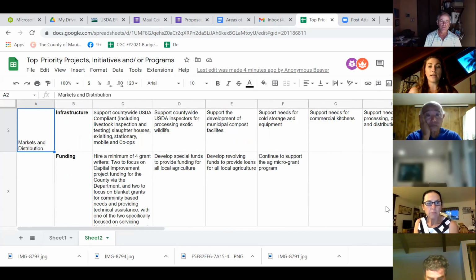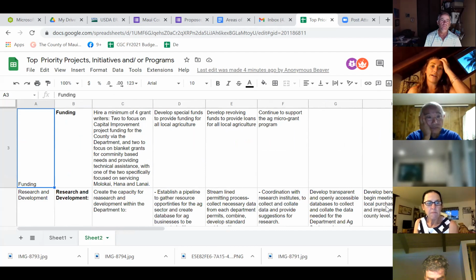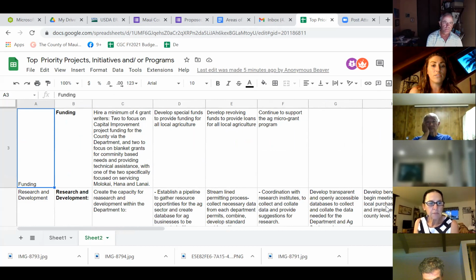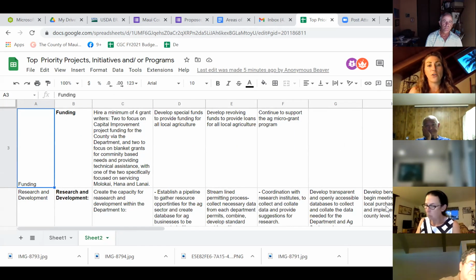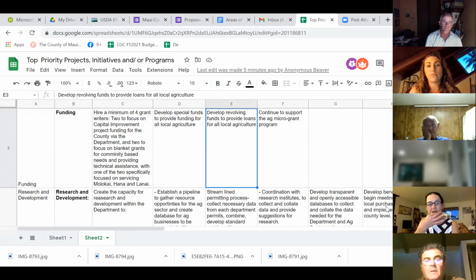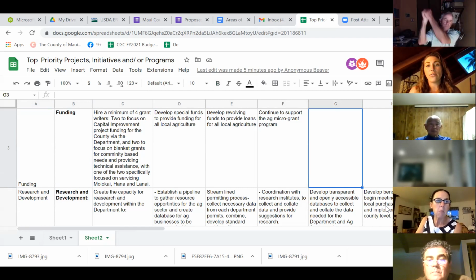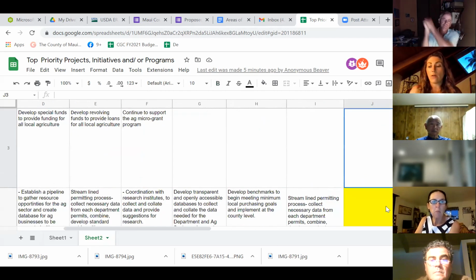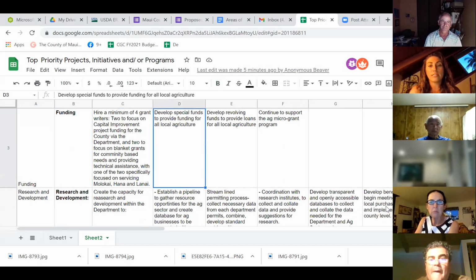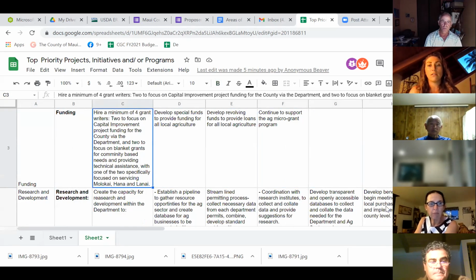Okay, funding is the next one. So in that order, we have: hire a minimum of 4 grant writers, 2 to focus on capital improvement project funding for the county via the department, and 2 to focus on blanket grants for community-based needs and providing technical assistance, with 1 of the 2 specifically focused on servicing Molokai, Hana, and Lanai. Develop a special fund to provide funding for all local agriculture, develop a revolving fund to provide loans for all local agriculture, continue to support the ag microgrant program. And that was it for that. Is there anything you guys see that we want to change or add in funding?